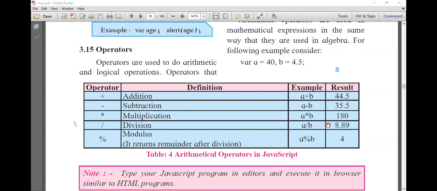Again I am explaining: when you write a front slash b, you will get the answer only 8, not 8.89. This is the difference between backslash and front slash. If you are using the front slash, then you will get the answer as an integer. If you are using the backslash, then you will get the answer in decimal point, a real number. So here is the difference between backslash and front slash.